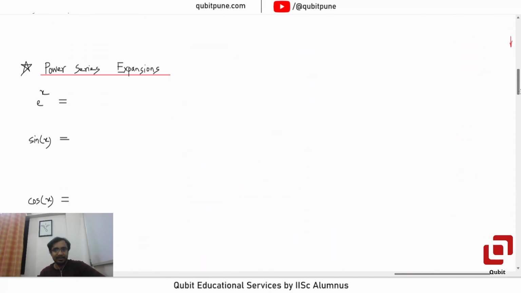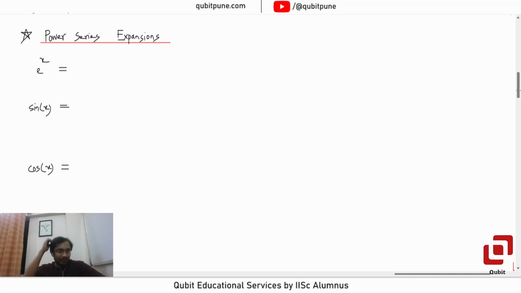Last part, power series expansions. This you will find in the appendix. Okay, these power series expansions come from a theorem called Maclaurin's theorem. It's there. Okay, it's no big deal. But the proof of Maclaurin's theorem involves the mean value theorem.